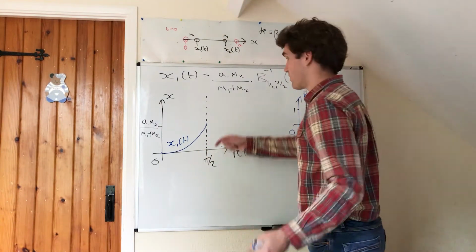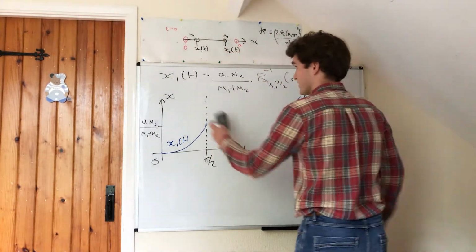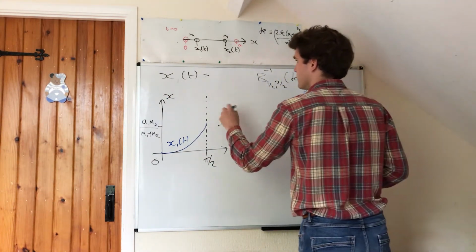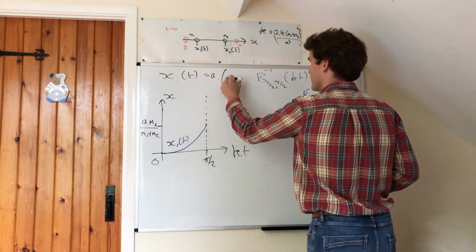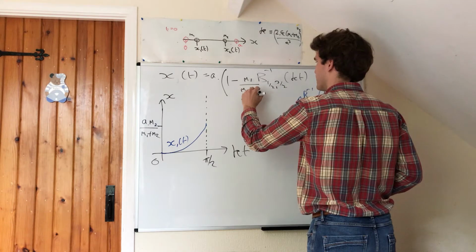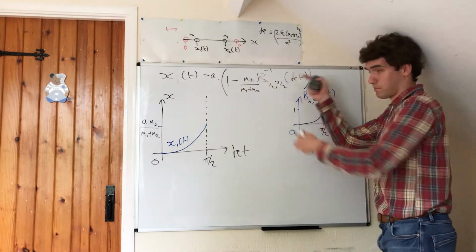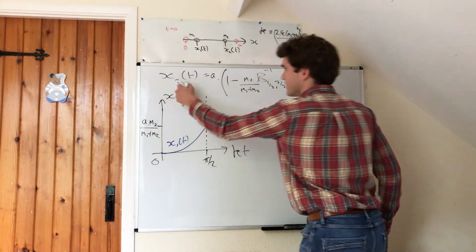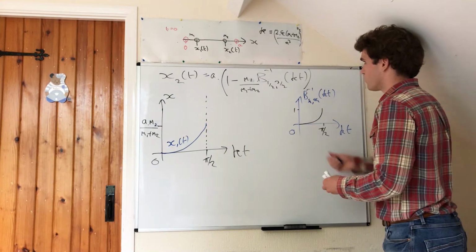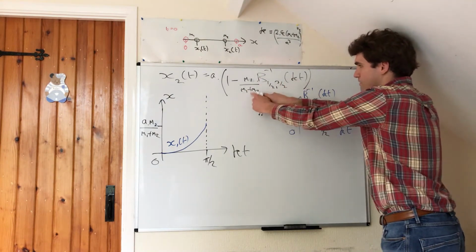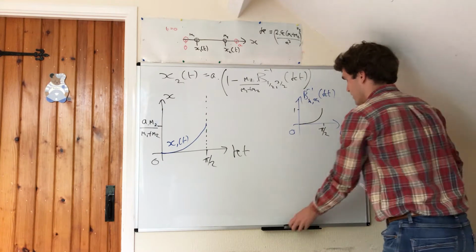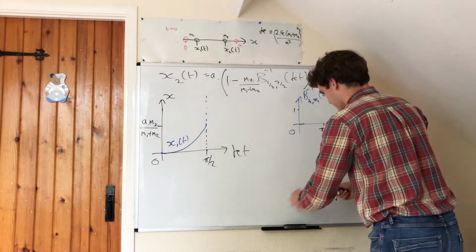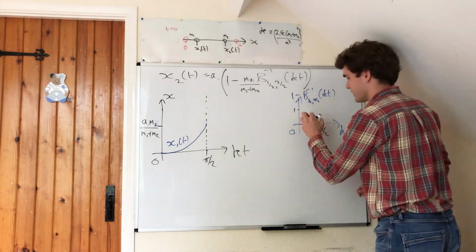So what's left to do now? Well, we've still got the position of the x2 to sketch. So x2 of t, if you recall, was equal to a times 1 minus m2 over m1 plus m2 times the inverse incomplete beta function, and so on. Now in this case, we know that the shape of the x2 position will be 1 minus this thing. We know that it's 1 minus a constant smaller than 1 times this graph. Now we know that if we did 1 minus the inverse incomplete beta function, we'd get a graph like this.